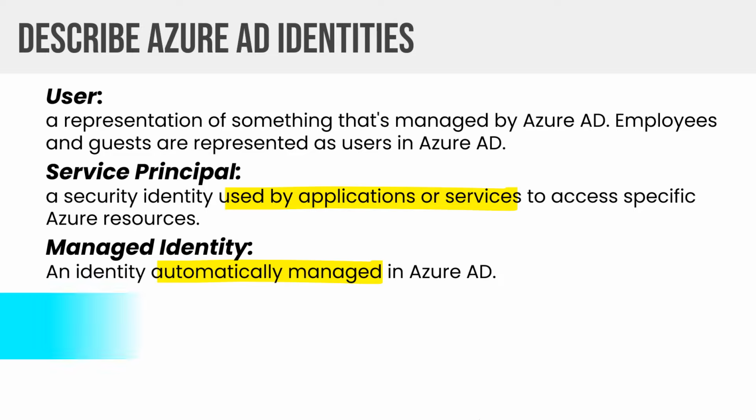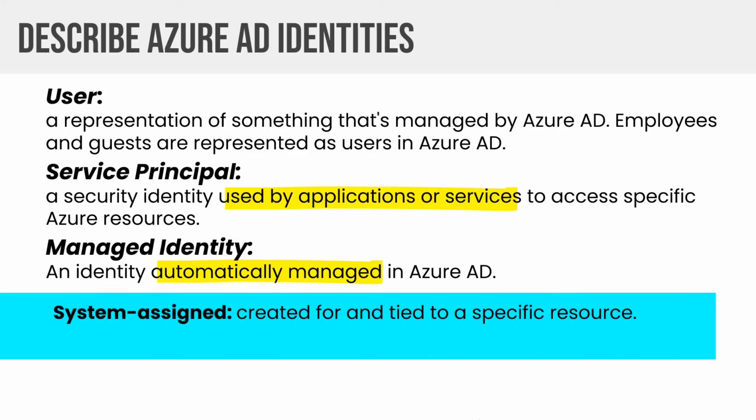principal that's automatically managed. There is a system assigned identity that's created for and tied to a specific resource. So for example, with an Azure VM, I can specify that a system assigned managed identity is created, which can be used by the VM to authenticate to specific resources. When the virtual machine is deleted, that system assigned identity is also deleted. Its life cycle is tied to the resource to which it is dedicated.